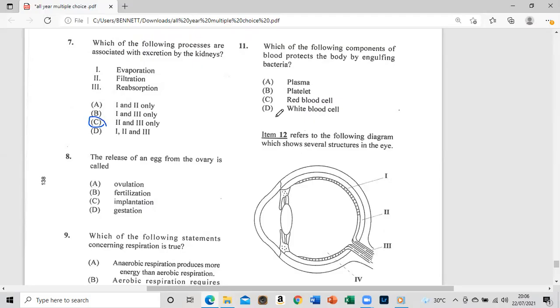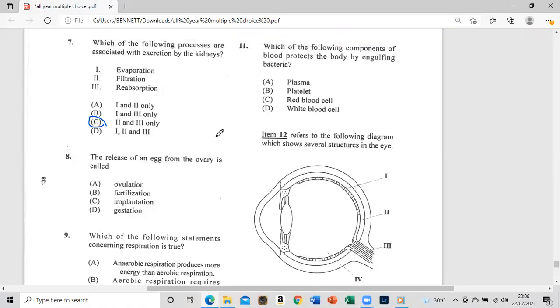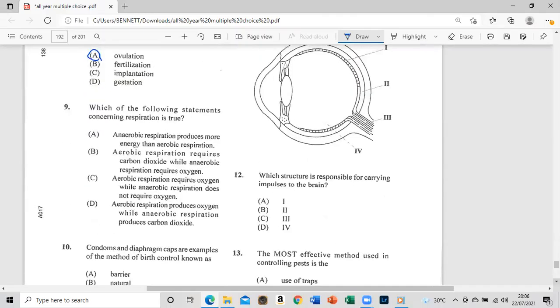The release of an egg from the ovary is called: A, ovulation? B, fertilization? C, implantation? Or D, gestation? And that would be ovulation. So number 8 is ovulation. 9, let's carry it down.